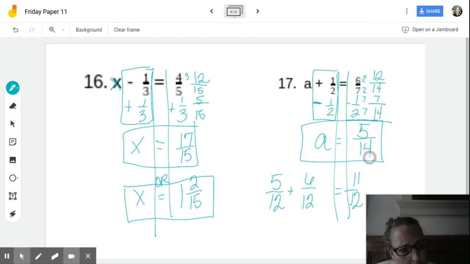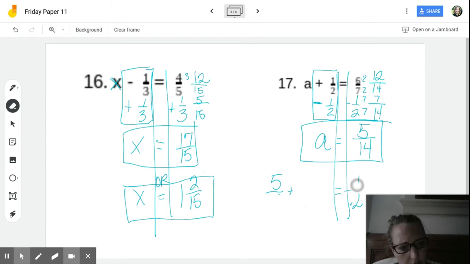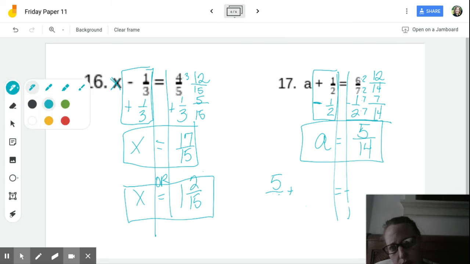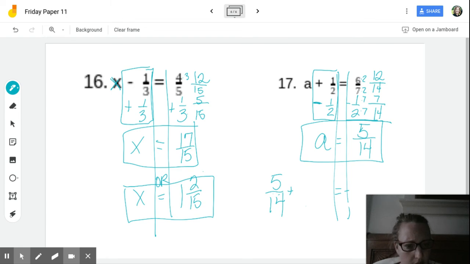Always plug your numbers back in, because sometimes we make those silly mistakes. So let's go ahead and make this 5/14. We're going to check it again. I'm going to change this one. So let's change this out. 5/14 plus, how about 7/14? Is that the same as a half? That is equal to 7 plus 5 is 12.